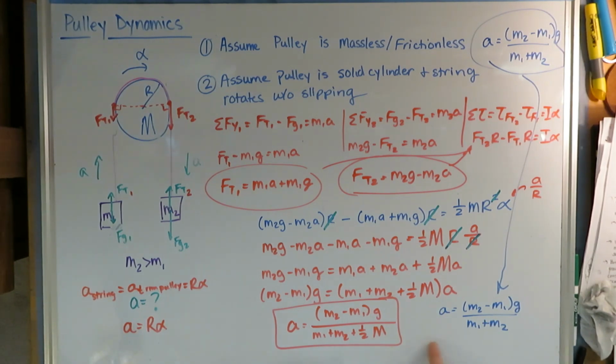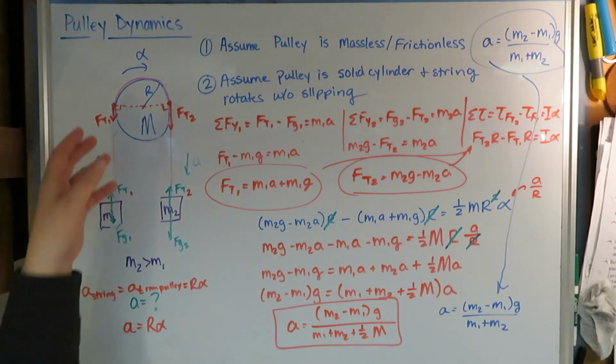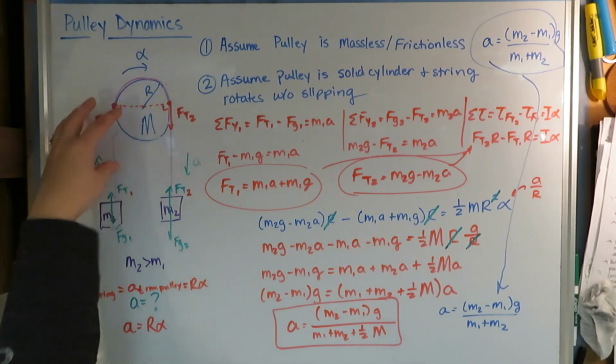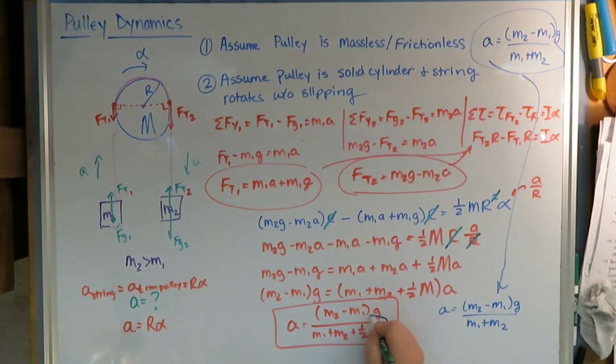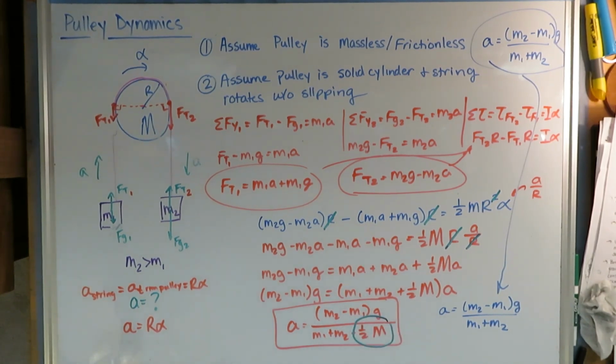And then the denominator is always inertia. So it's net force over inertia for Newton's second law. Well, in this case, my pulley didn't have any inertia. Well, it had some linear inertia, but because it wasn't moving linearly, its linear inertia didn't come into play. But now because it's rotating, this 1/2 M term comes from the rotational inertia here of that pulley.